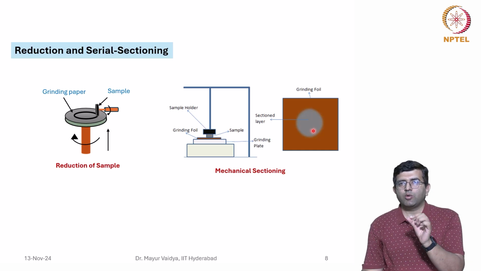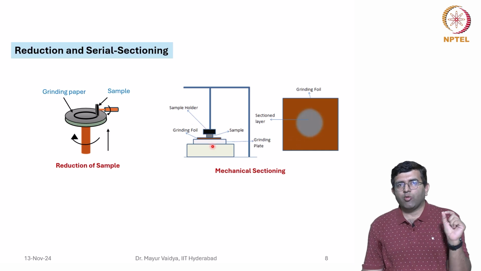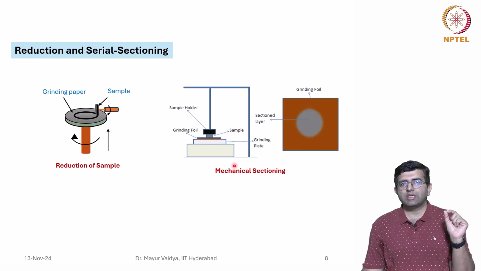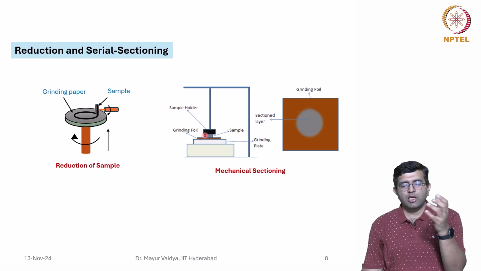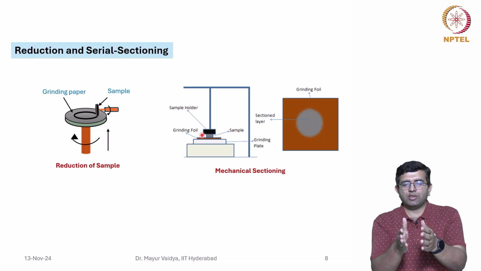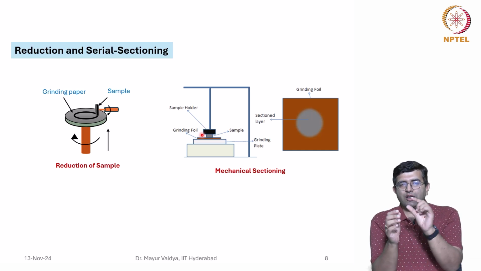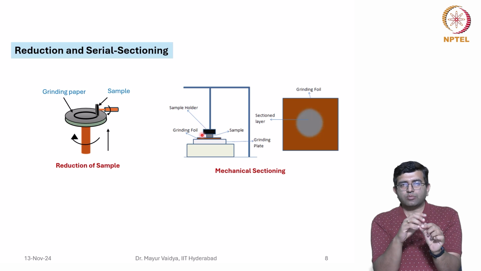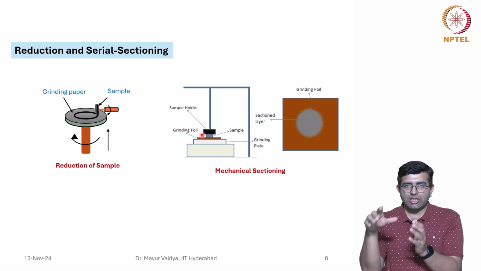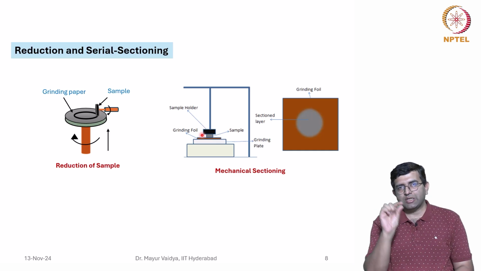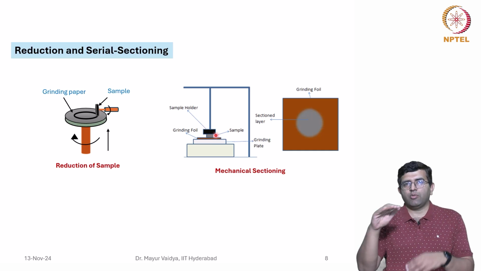Remember, how do we know how much thickness of the layer we have removed? To do that, along with this sectioning setup, nearby there is a weighing balance. Before each section you take the weight of the sample, and after each section you take the weight of the sample. The difference tells you how much weight has been reduced, and since you know the density of the sample and the cross sectional area of the sample, you can estimate the thickness that is removed.